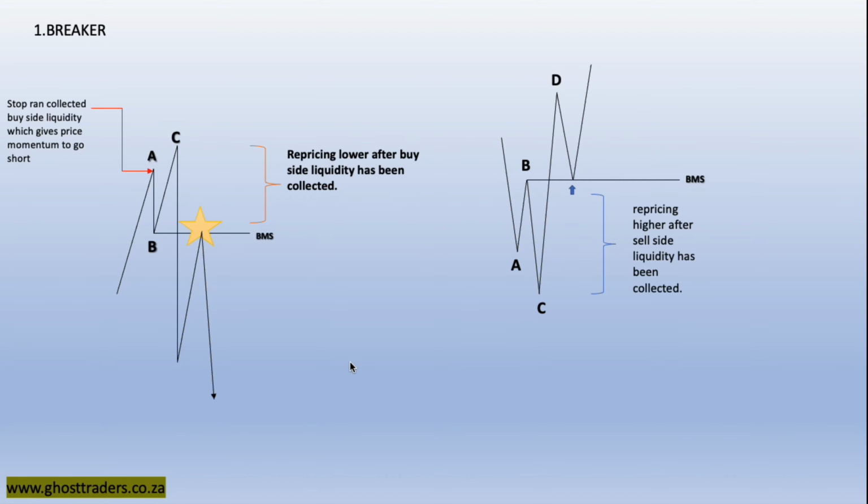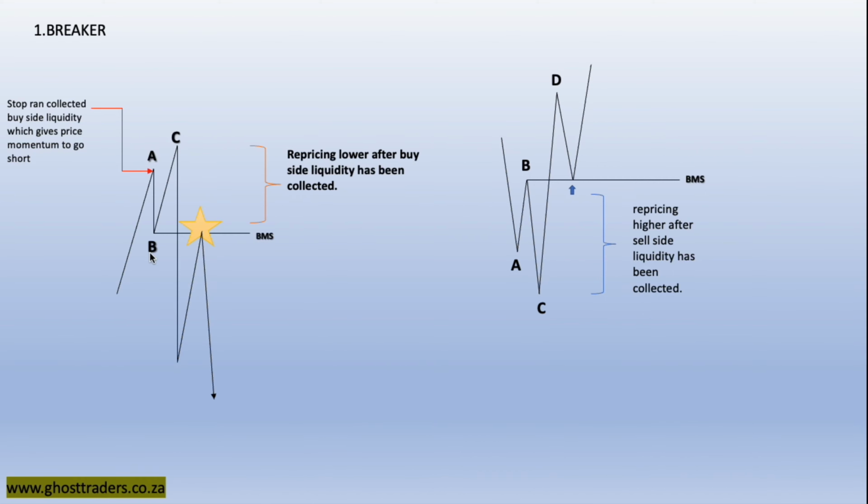So this is going to be a brief explanation of breakers and mitigation blocks, okay? And then we're going to add a little bit of QML. We're going to address it. I believe at the end of this lesson, we're going to talk about QML a little bit. But the main purpose of this discussion is on breakers and mitigation blocks, okay?